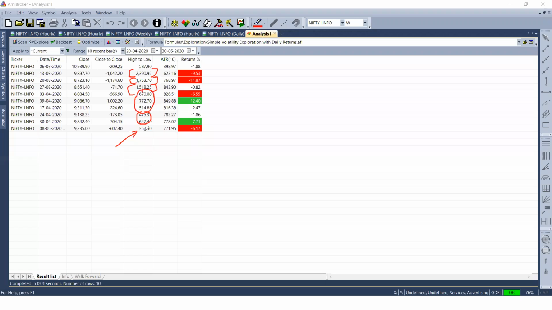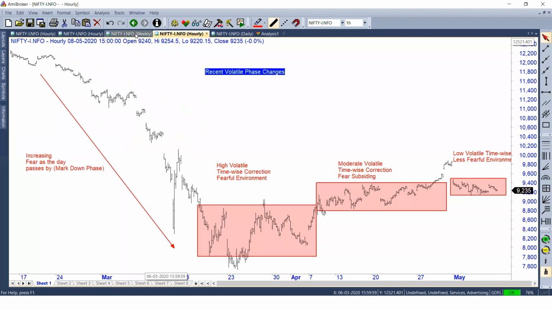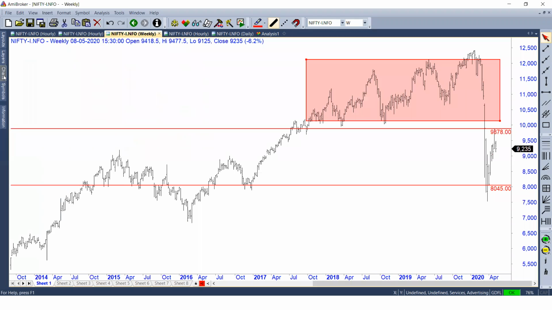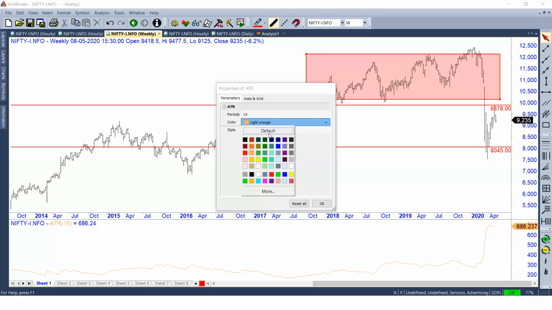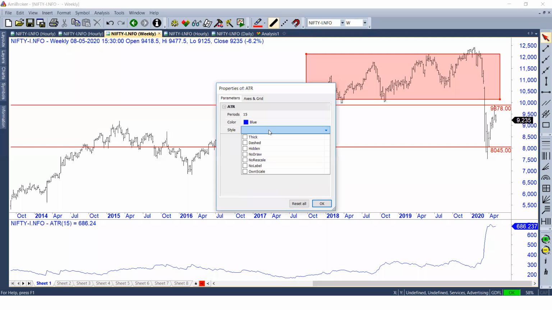A simple scanner will tell you, or simple ATR based charts will tell you. All you can do is add ATR to your charts. So let me add an ATR to my charts here. I'll add ATR, right click and insert. I prefer to use a blue color and a thick line.